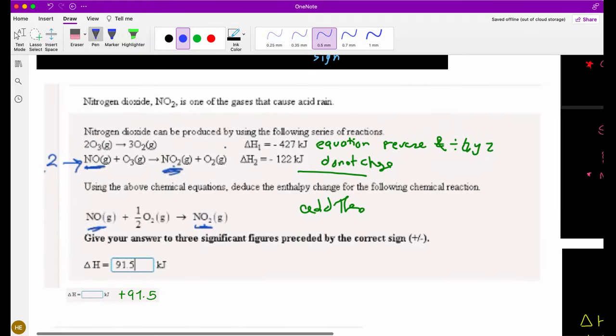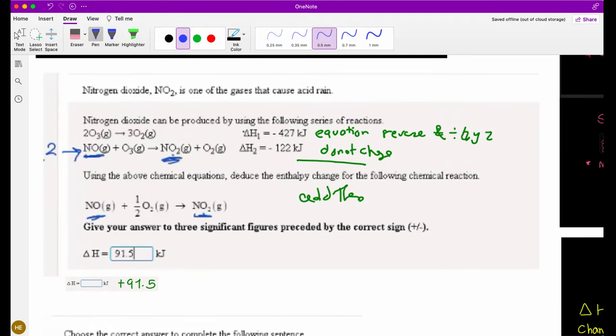The question which is confusing to most of the students: what happened here? What happened here is very easy. You divided the first one by 2 and reversed it. And the second one, you don't change anything about it. So NO plus O3 gives NO2 plus O2. Why did you not do anything?